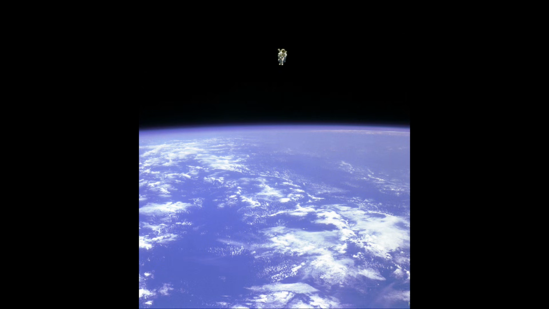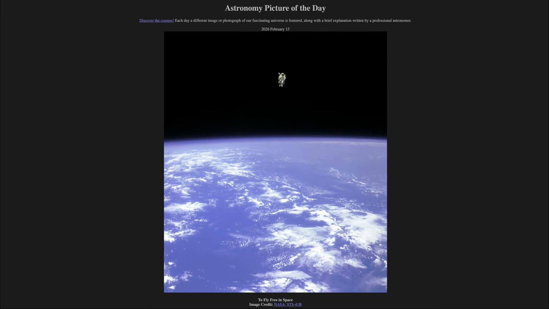That things you would not be able to begin to lift on Earth can be moved very easily out in space. So that was our picture of the day, titled "To Fly Free in Space."